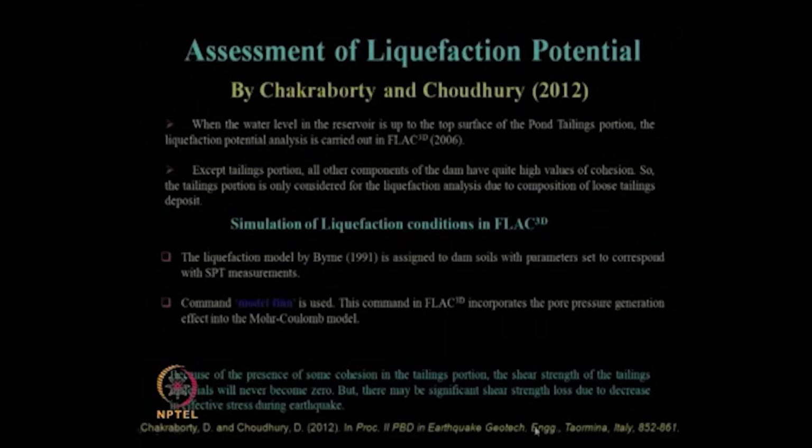Now, another additional thing we need to do for the design of this tailing dam. What is that? We need to study the liquefaction analysis, the liquefaction potential analysis. Like for any foundation, we can do the liquefaction analysis, but for a tailing dam, why is it additionally required?